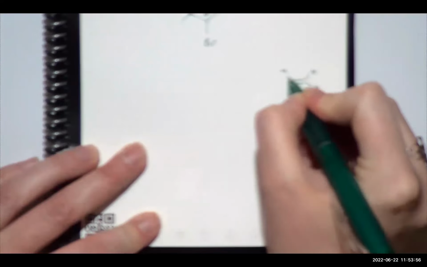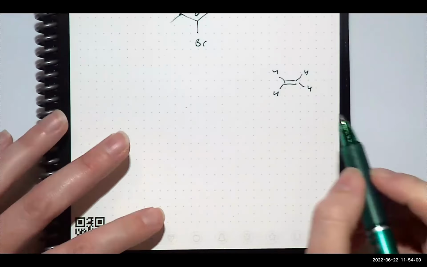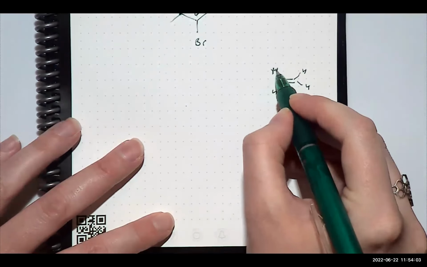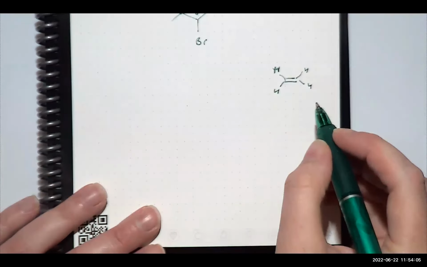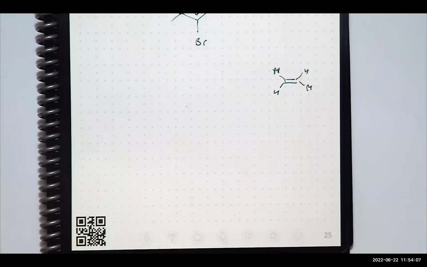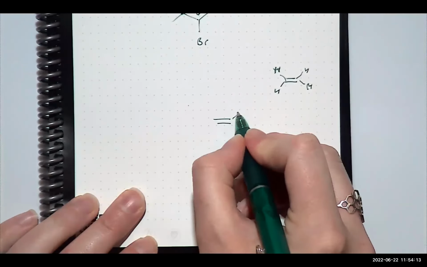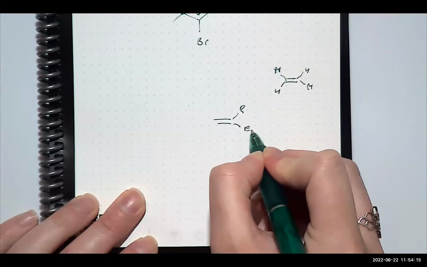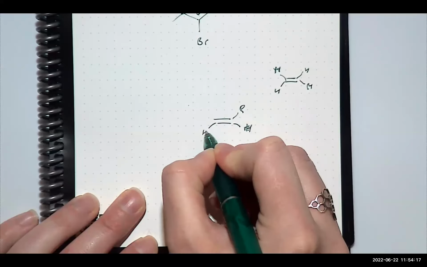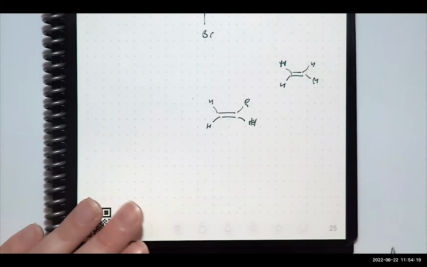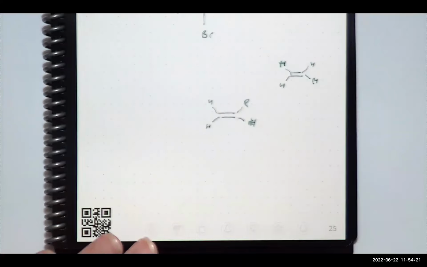I always start with the basic alkene. All these are hydrogens, even though they look like fours. It's just ethene, right? Just the most basic alkene you can possibly have. But if we trade one of these out for an R group, that becomes mono-substituted.